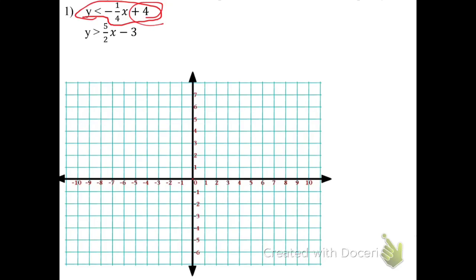It has a y-intercept of positive 4, so put a point there at positive 4. It has a slope of negative 1/4, so go down 1 as you go right 4 to get another point. Or you can go up 1, left 4 to get another point. Okay, now you know where your line's going to go.